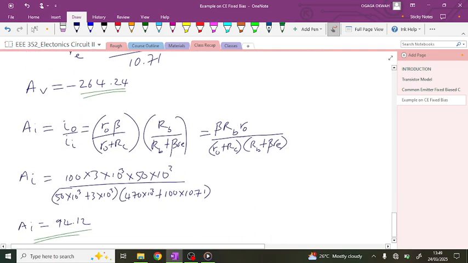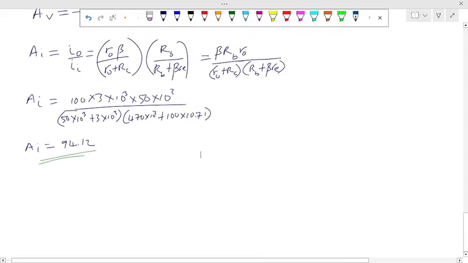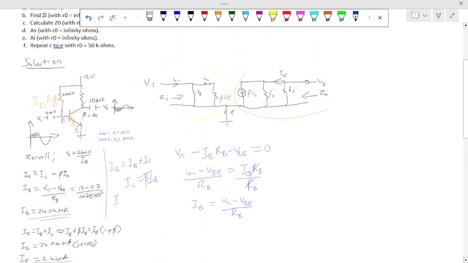Okay, so this is it. All I did here is just to multiply and open the brackets. This guy should remain in the brackets, this guy should remain in the brackets. Here we just multiply the top, and then we substitute in the values. Beta is 100, RB is 3 kilo ohms, RO is 50 kilo ohms, and then we just plug in the values and carry out the basic arithmetic, plus and minus, times and divide, and we get this as the answer for our current gain. Okay, now that's the complete solving for this particular question.